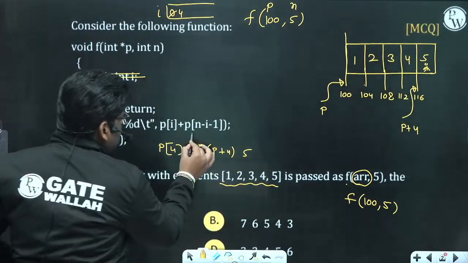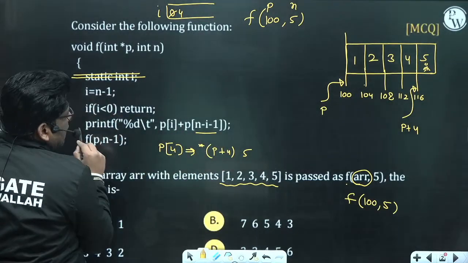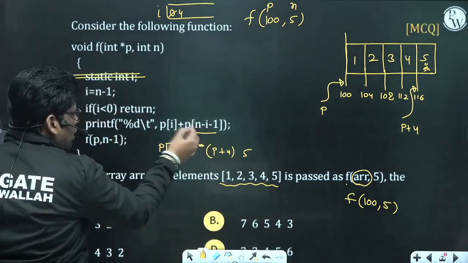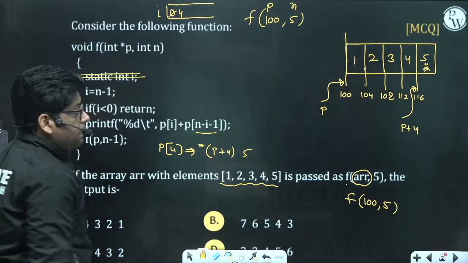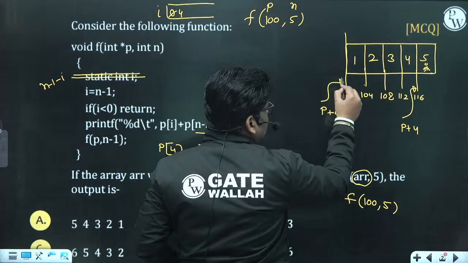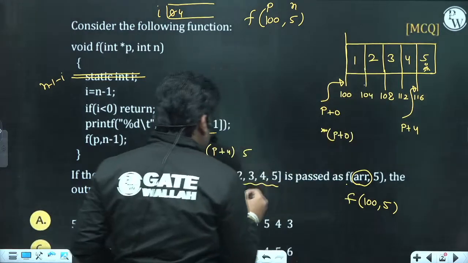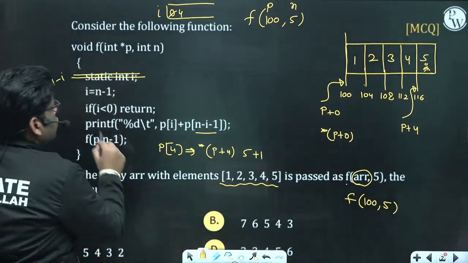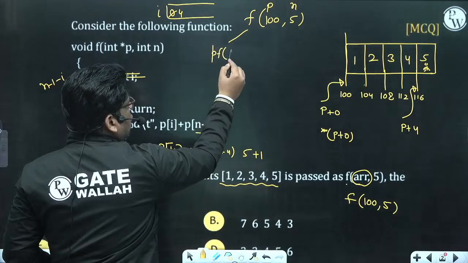So p of 4 is 5. What about this other value? The value of i is n minus 1, so this value is always 0, because this is nothing but n minus 1 minus i. So what about p of 0? p plus 0 represents this address, and *(p + 0) represents the value. That means p of 0 is nothing but the value 1. So for the very first call, 6 is to be printed.